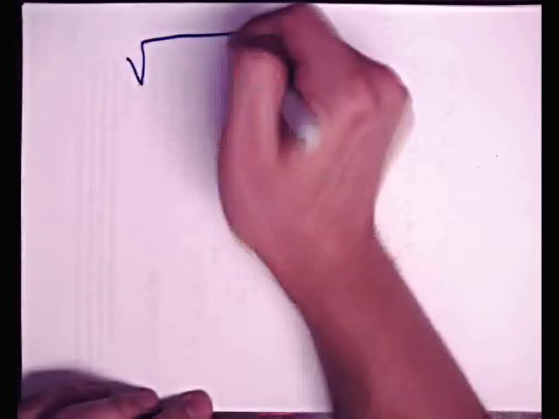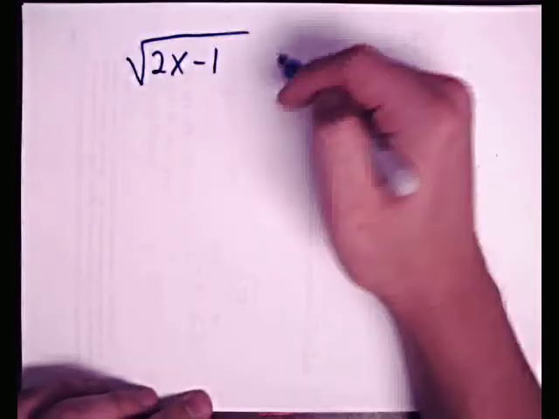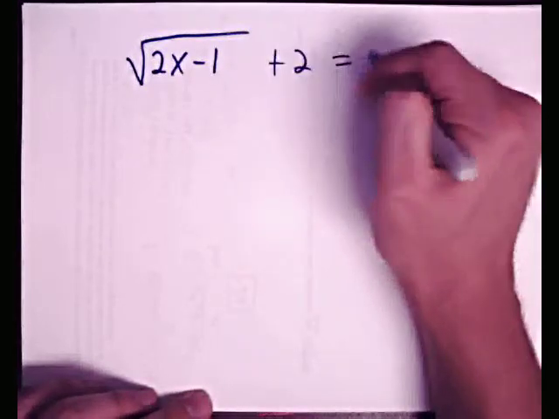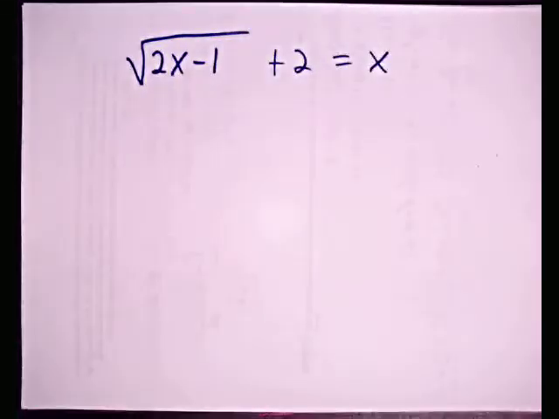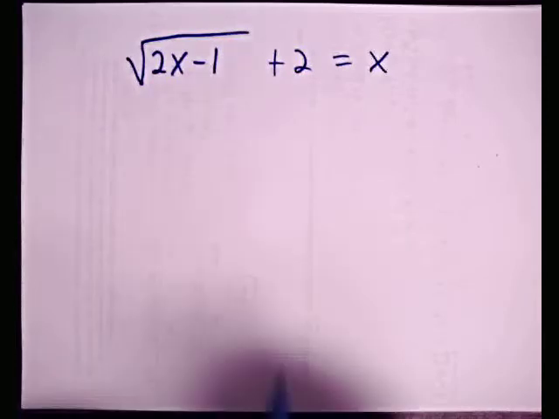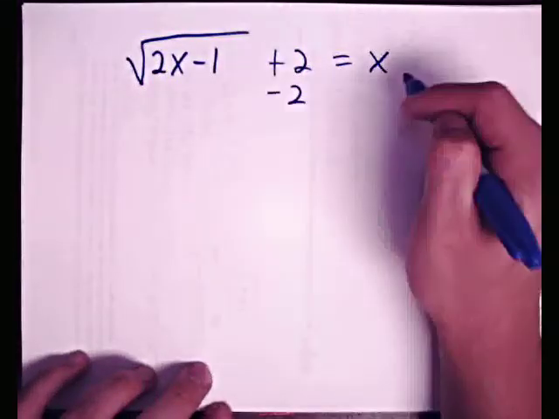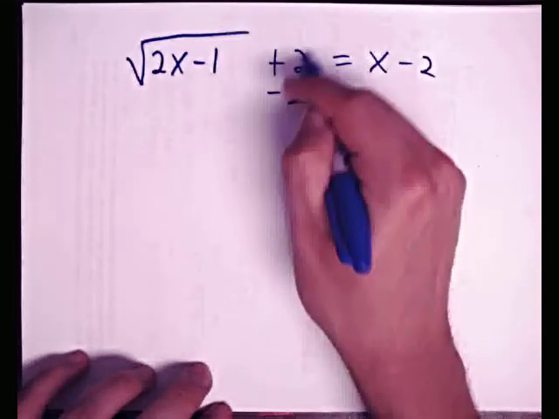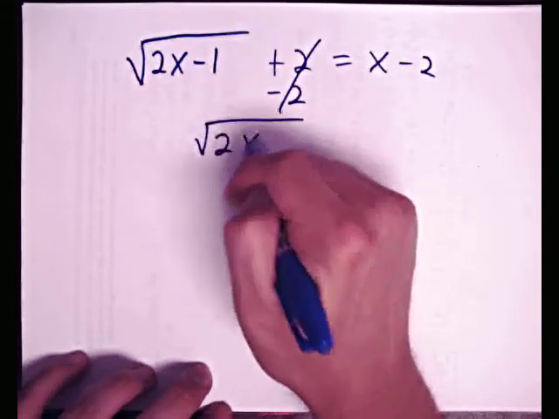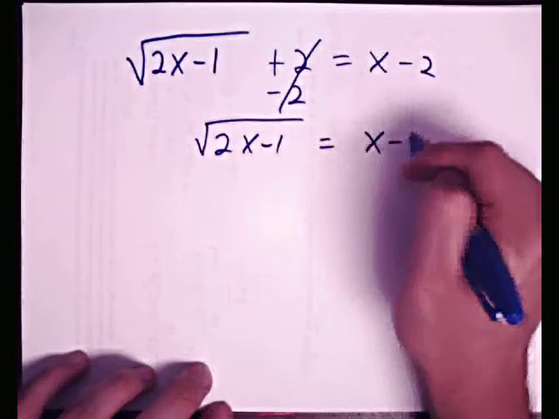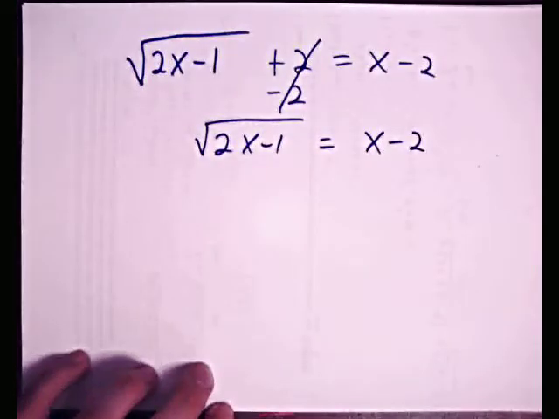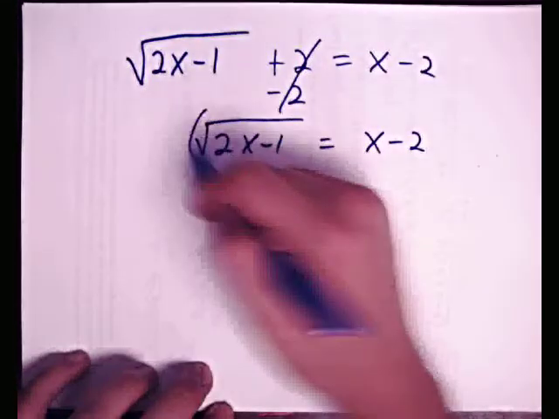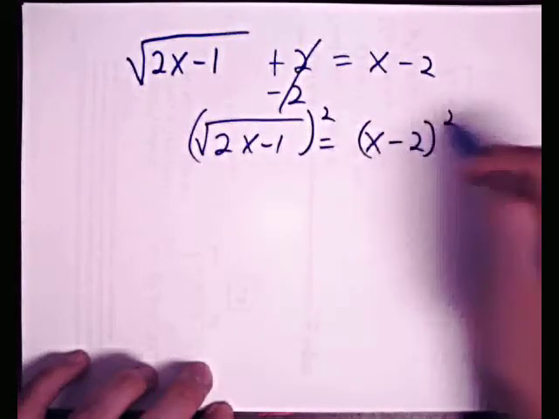Okay, so example 2, let's solve the square root of 2x minus 1, plus 2, equals x. So first thing is to isolate the root, and for this problem that would involve subtracting 2 on both sides. Okay, so now our square root is alone. And then we want to square both sides of the equation to eliminate the root. So square this and square this.